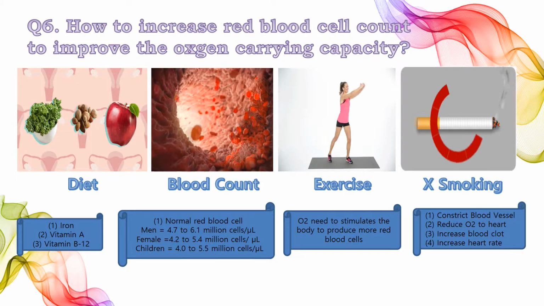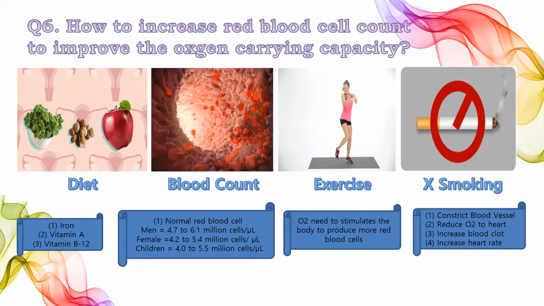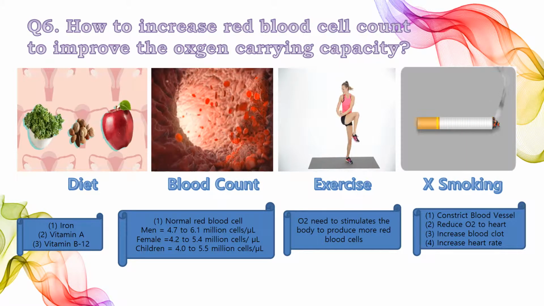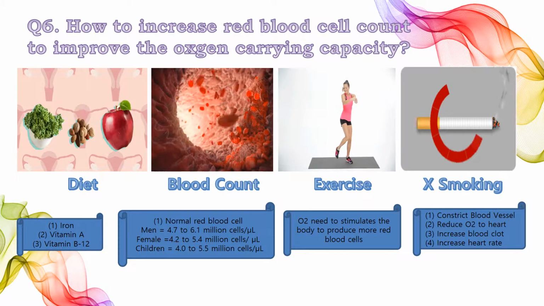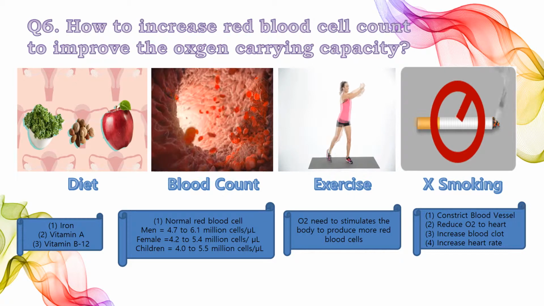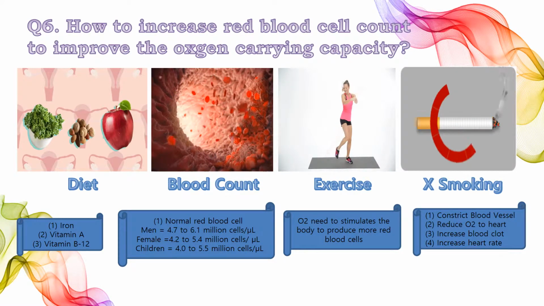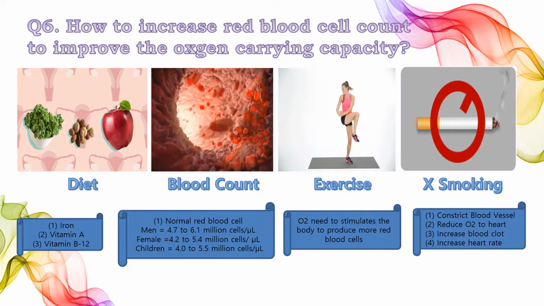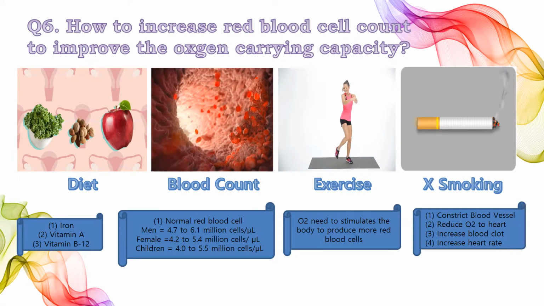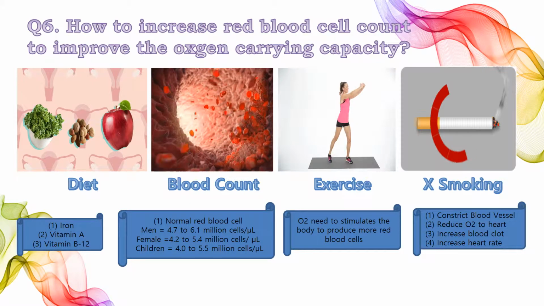Moreover, making simple lifestyle changes can make a big difference in increasing red blood cell count. For example, doing exercise. Moderate exercise is beneficial for everyone, but is especially important to create red blood cells. Oxygen is needed to stimulate the body to produce more red blood cells.